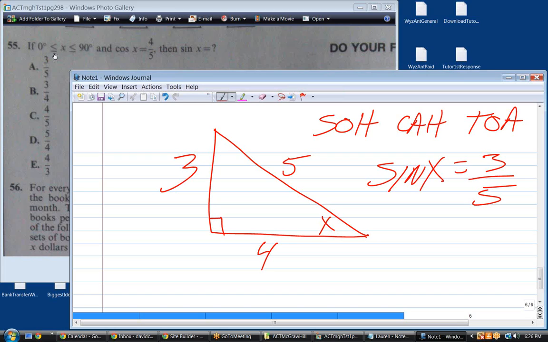Like I said, this is the quintessential problem for trig, where they give you one trig function, which allows you to put 2 of the 3 sides on the triangle, use the Pythagorean theorem to put the third side on there, and then you can give me all 6 trig functions. Now, if I said, what's the tangent of x? What's the tangent of x?